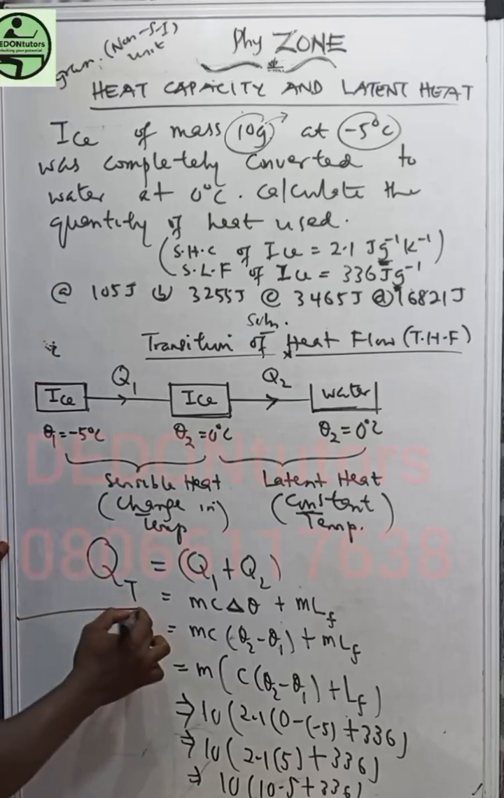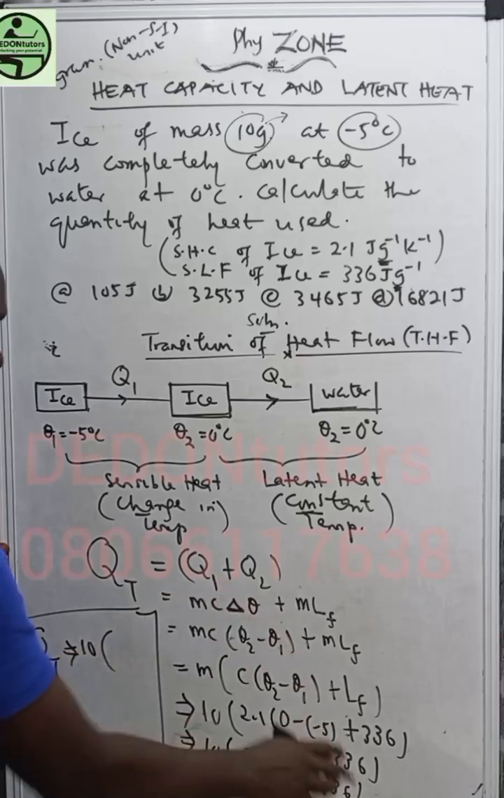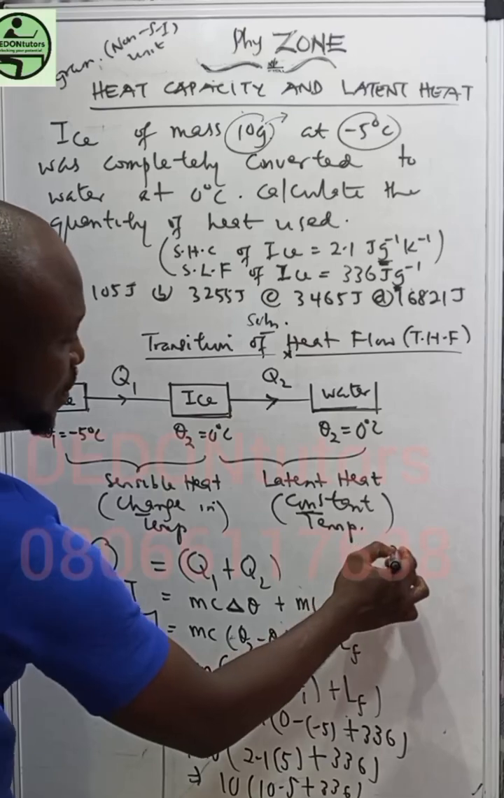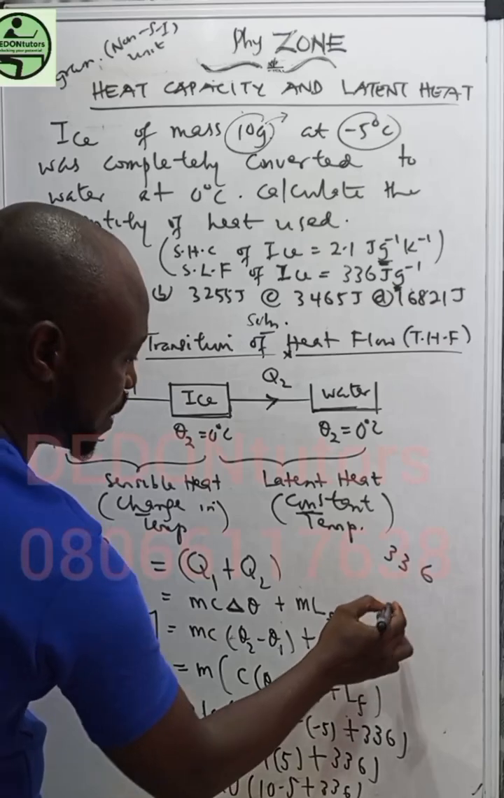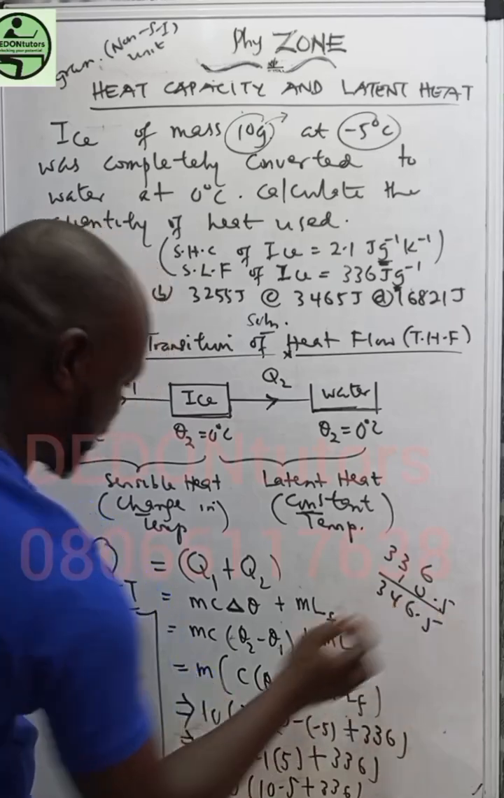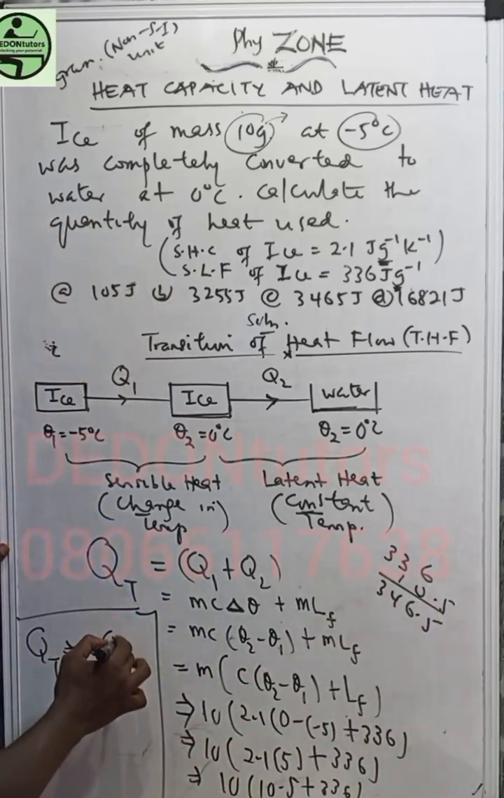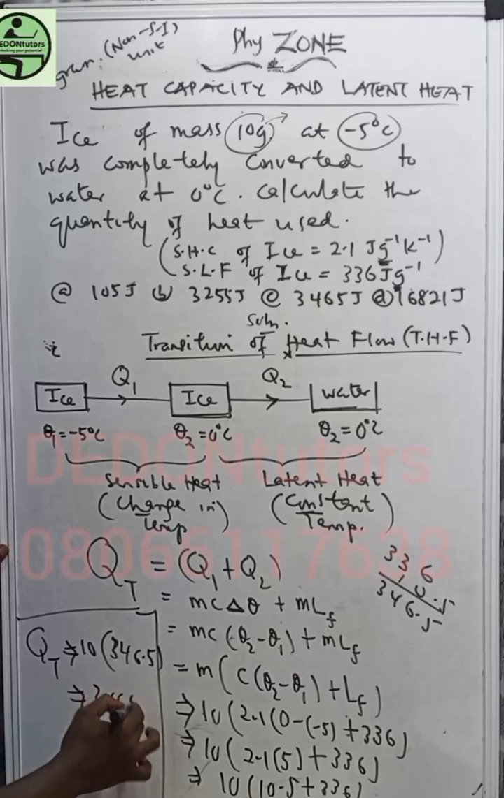So our QT now equals 10 multiplied by the sum of 336 plus 10.5. So you have 346.5, and we multiply by 10. You have 3465.